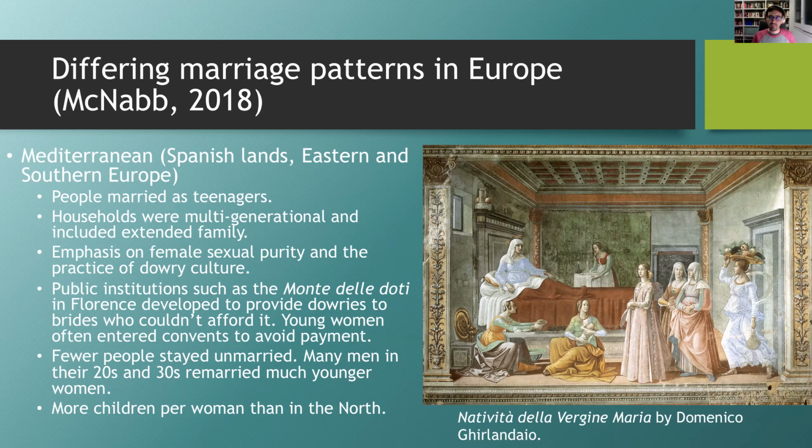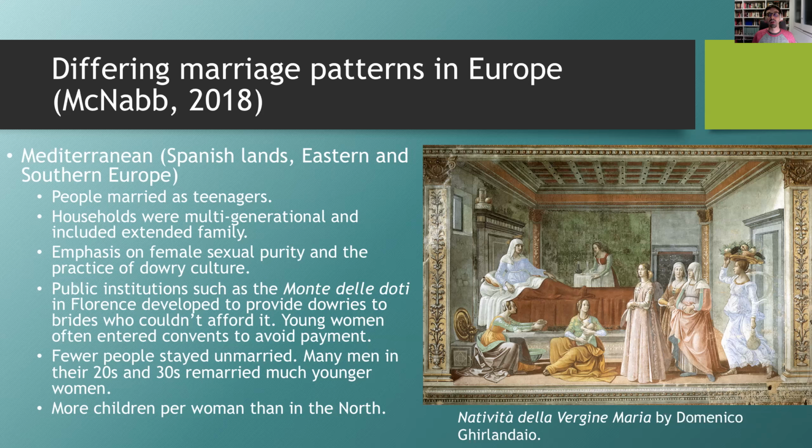Now, in many of these societies, there's an emphasis on female sexual purity, and there's also the practice of dowry, the payment of dowry. In fact, the price of dowries were so high that in Florence, for example, people had to rely on public institutions to cover these expenses. So institutions such as the Monte delle Doti were founded in Florence to provide money for women in order to be able to get married.